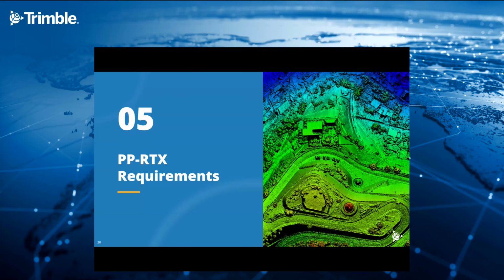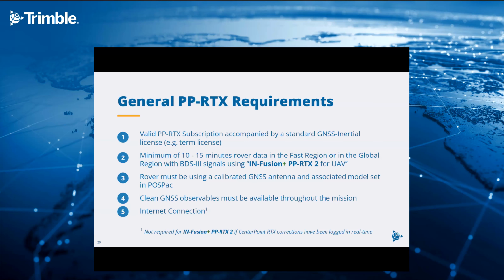So what are the requirements to use PP-RTX? So first of all, you will need to have a valid PP-RTX subscription accompanied by a standard GNSS inertial license, typically nowadays a term license. You need to have a minimum of 10 to 15 minutes rover data in the fast region or in the global region with Baidu 3 signals using the Ion Fusion plus PP-RTX2 for UAV. In all other scenarios, you will need to have 20 to 25 minutes rover data.